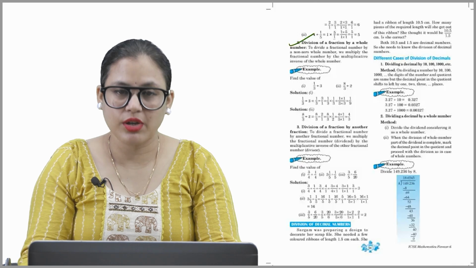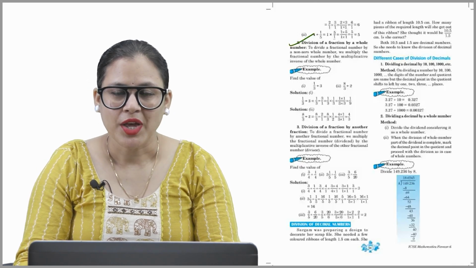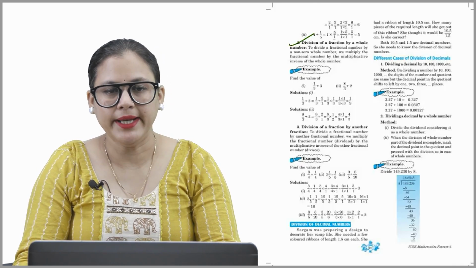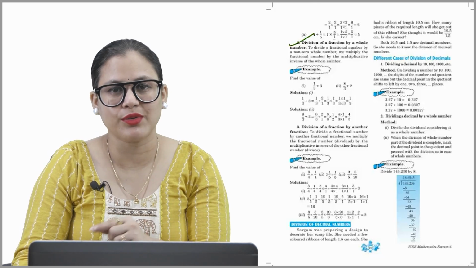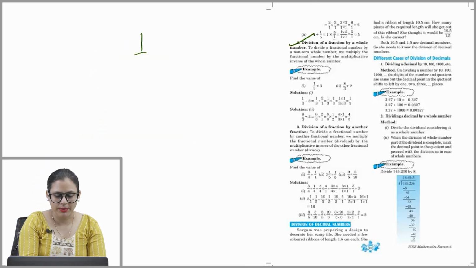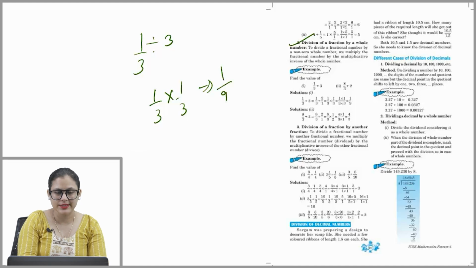Number 2, division of a fraction by a whole number. To divide a fractional number by a non-zero whole number, we multiply the fraction by the multiplicative inverse of the whole number. For example, 1 by 3 divided by 3. 1 by 3 into 1 by 3. Okay, so 1 into 1 is 1, 3 into 3 is 9.